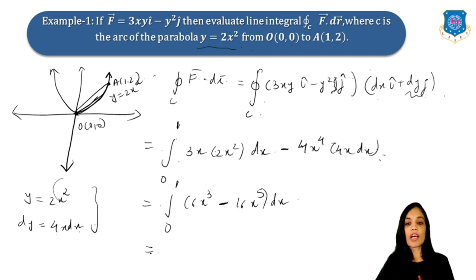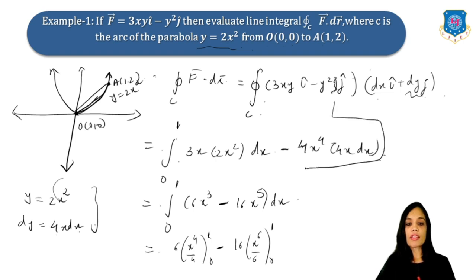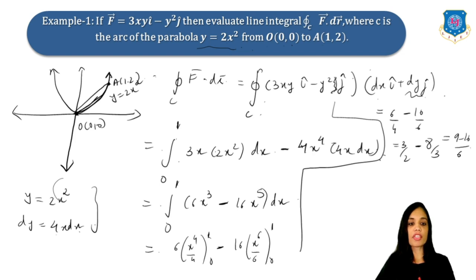Okay, so if now I evaluate this integral, it will be 6 into x raised to 4 by 4 from 0 to 1 minus 16 into x raised to 6 by 6 from 0 to 1. So now your answer will be 6 upon 4 minus 16 upon 6. If I put the limits, we have to put 1 only. So 3 upon 2 minus 8 upon 3. Now take the LCM, so it will be (9 minus 16) upon 6. We got minus 7 by 6.